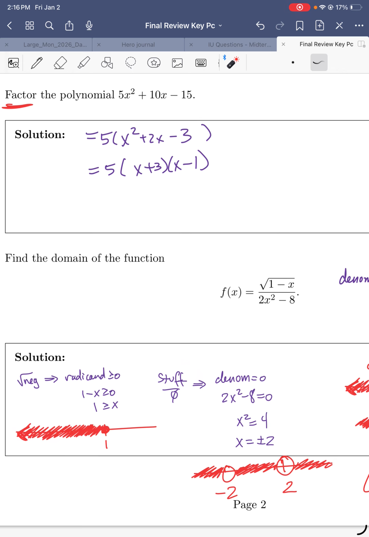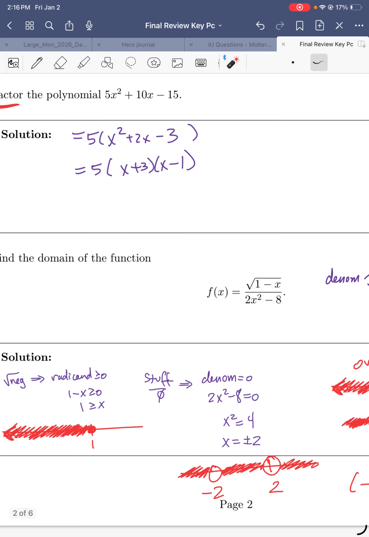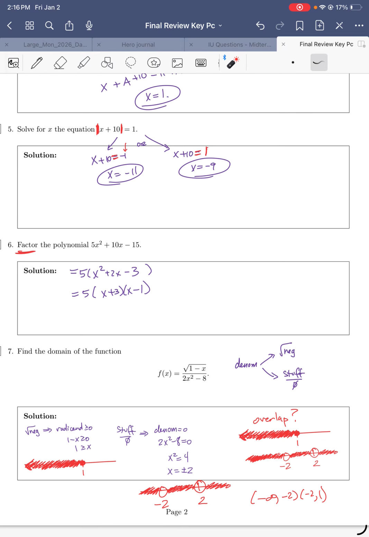Stuff over 0, I do have stuff in the bottom, so I set the denominator equal to 0 and get plus or minus 2. That means you do not want to be those values, so you can be anything but. So now I look at the overlap. I need to make that happy and that happy. When I make those conditions happy, this is what I get.